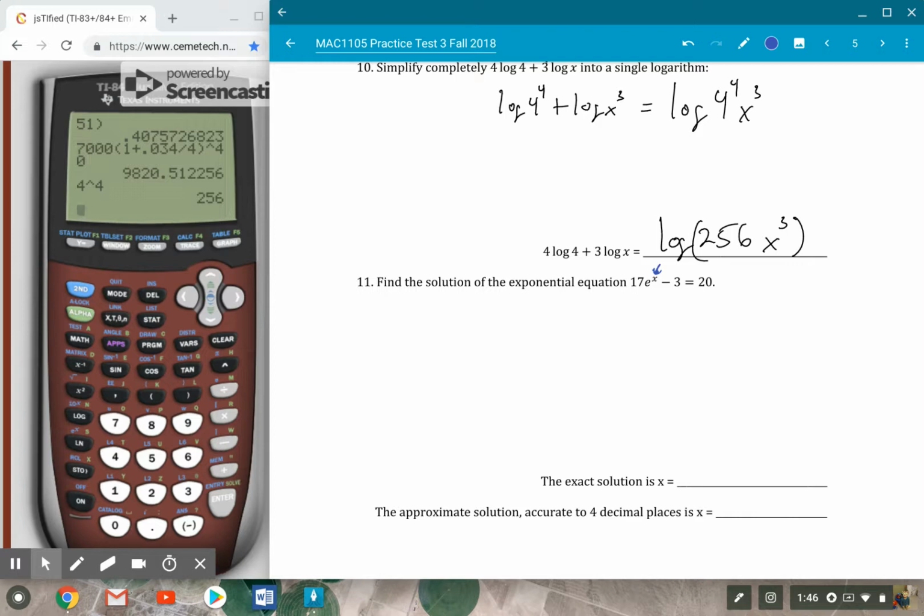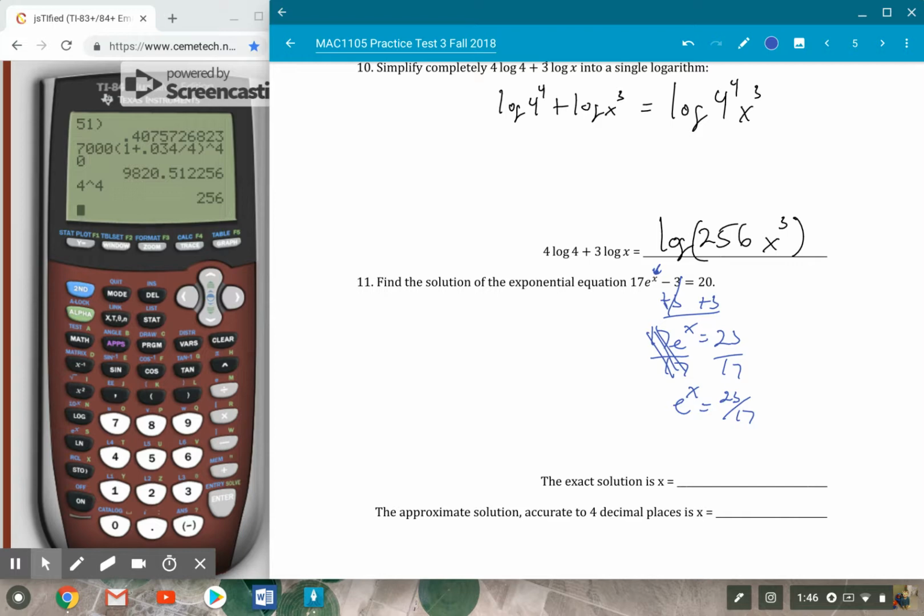And so it'll start off like a normal equation. The problem subtracts 3, so I can add 3 to both sides. So 17 e to the x is equal to 23. I can now divide both sides by 17. And so e to the x is equal to 23 over 17. That's not a nice round integer, so I'll just leave it in that improper fraction form.